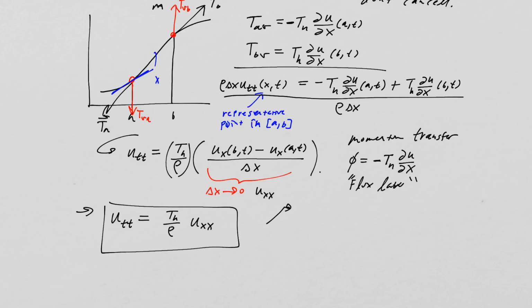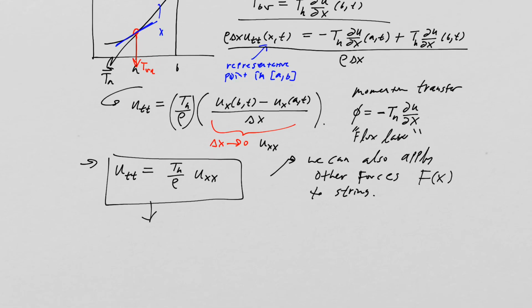It should also be noted that we can apply other forces, which we'll call f of x, to the string. All right, so in this case, what we want to do is put that on top here. So I'm going to call that 1, 2. The next thing we can do is define T_H over rho to be a special parameter called c squared, where c is going to be called the wave speed, or wave velocity.